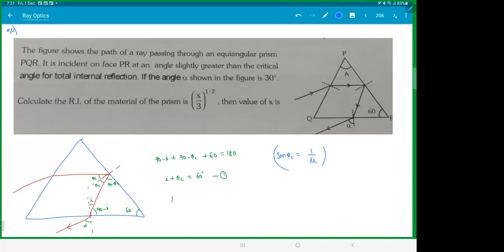Or there, Snell's law: if I use mu sin I is equal to sin alpha. Alpha is 30 and I is 60 minus theta critical. Sin alpha is sin 30. Sin of 60 minus theta critical is 1 by 2 mu. Now what to do? Try. I'll give you a minute more from here. I just took the data and placed it. Now what to do?